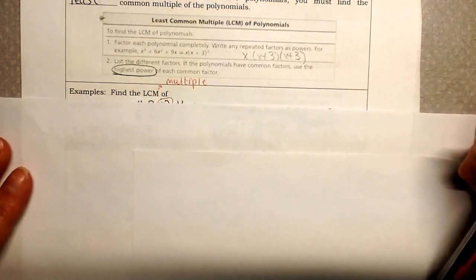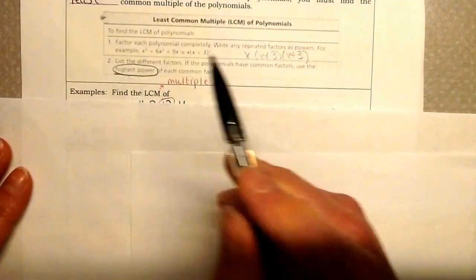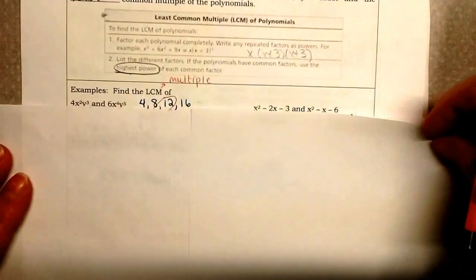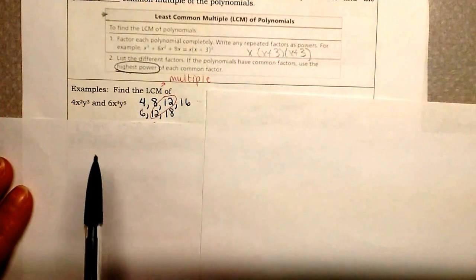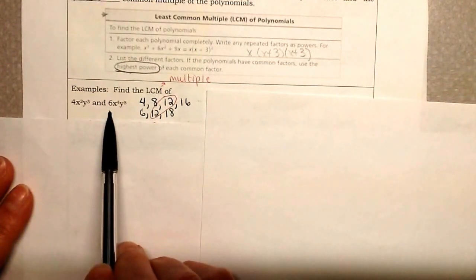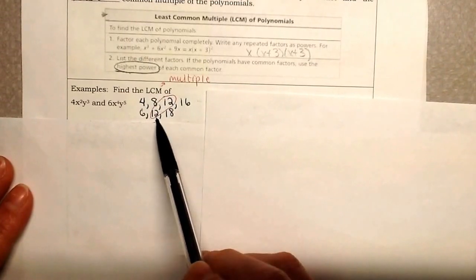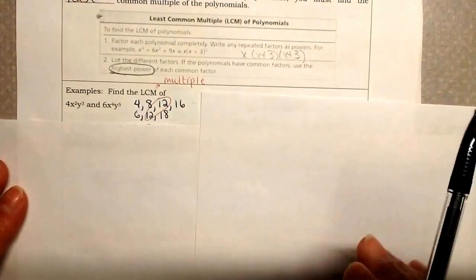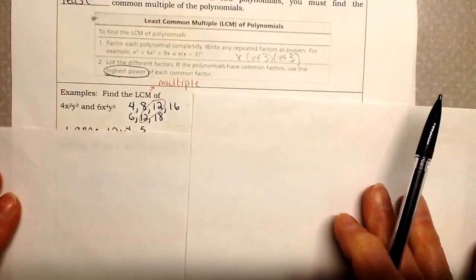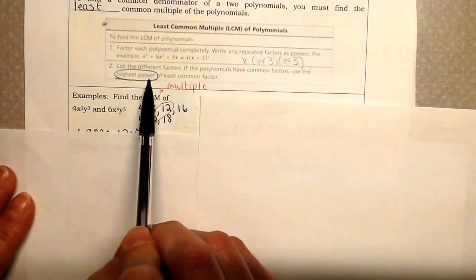All right, so find the least common multiple. Think of multiple, so you want the highest power here. I'm listing all the multiples of 4 and 6, and the least one that they have in common is 12, so that's how you figure out the numbers.